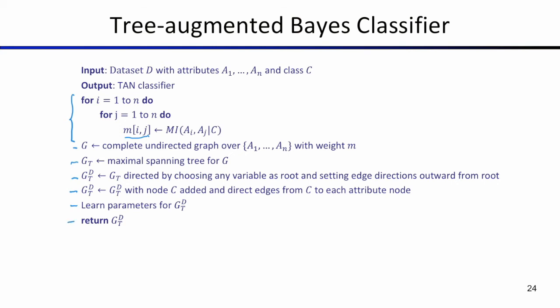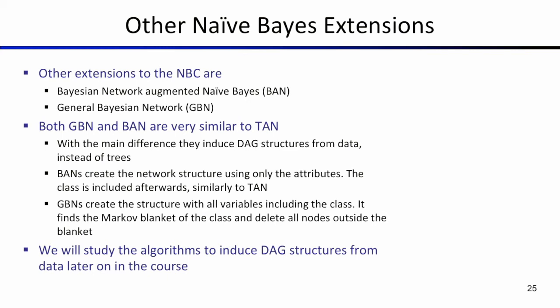So it's the classifier. There are 2 other extensions of the naive Bayes classifier that are also very well known and used in practice. One is called the Bayesian network augmented naive Bayes, and the other one is called the general Bayesian network. They are very similar to the tree augmented one that we saw, but instead of learning a tree structure, we're going to learn a DAG structure. For the Bayesian network augmented naive Bayes, we're going to learn this DAG using only the attributes, and we're going to add the class attribute later on and point edges from the class attribute to every attribute, pretty much like we did with the TAN. For the GBN, it's going to be slightly different. We're going to learn this DAG structure using all attributes, including the class attribute. And then compute the Markov blanket and use only the variables inside the Markov blanket to make the classifications.